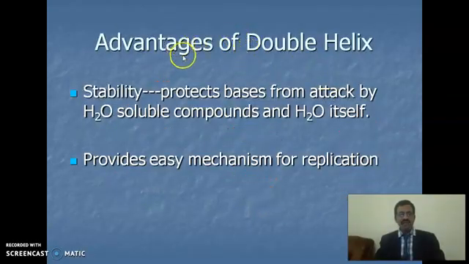And the advantage of the double helix model is the stability. It is protected from the attack of water-soluble compounds and water itself, and it provides an easy mechanism for replication. The two strands which are helically coiled can be easily separated by this model.